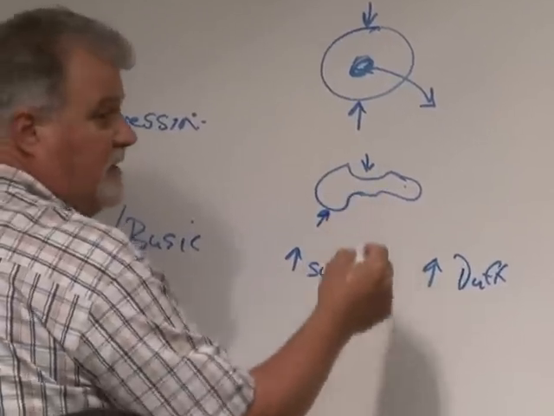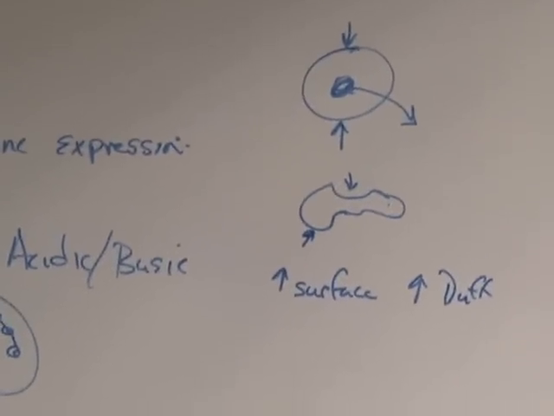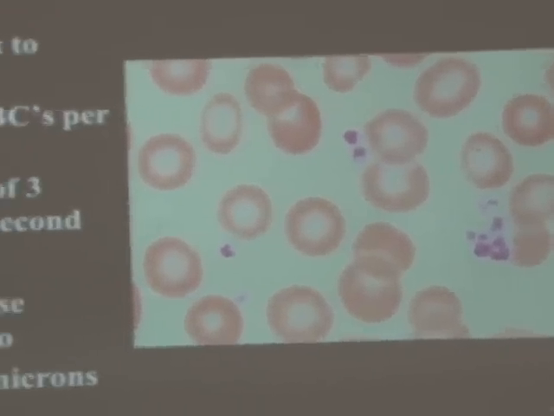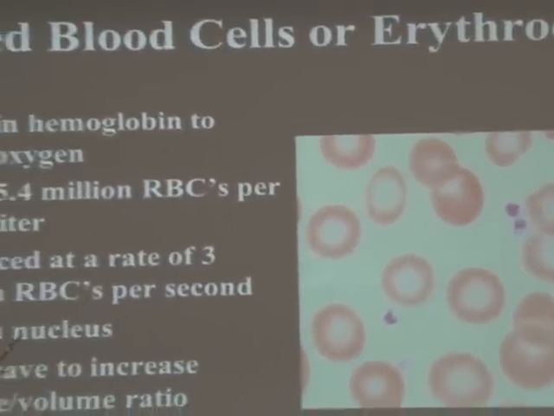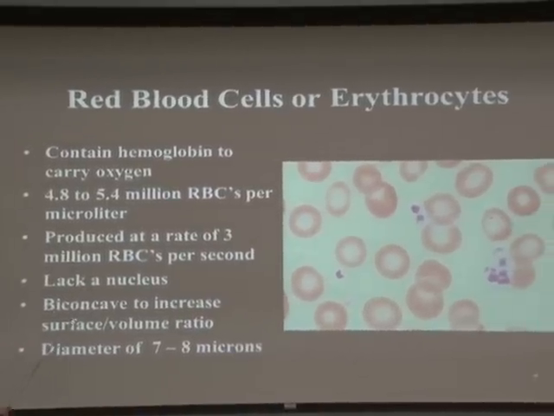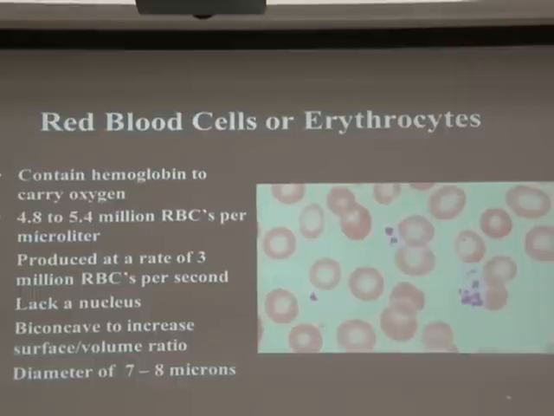Because what do we want to diffuse into the cell? Oxygen. Yeah. So that's what we do. And by the way, these are platelets, these little tiny things that we're seeing here on this slide. I said 2 million, I guess it's actually 3 million per second. And they lack a nucleus, they're biconcave, increased surface volume ratio.